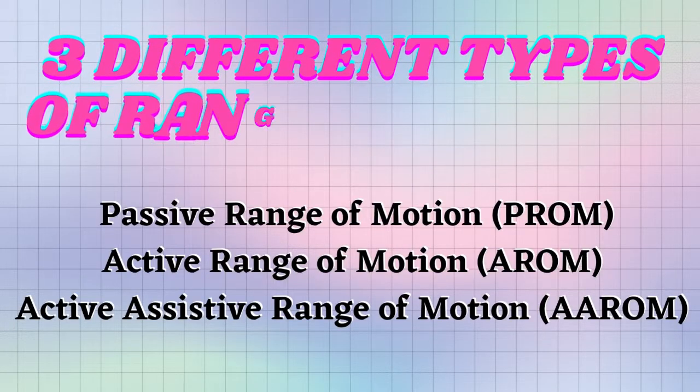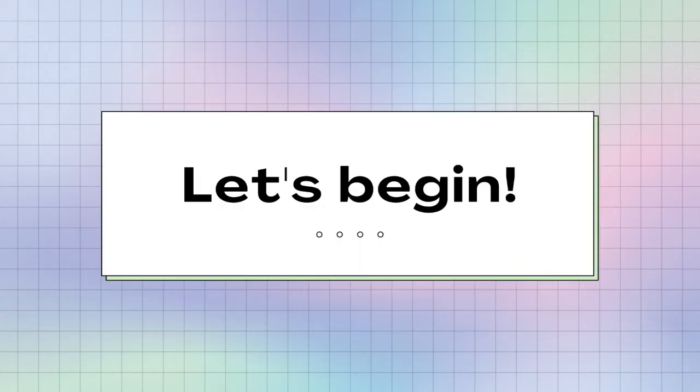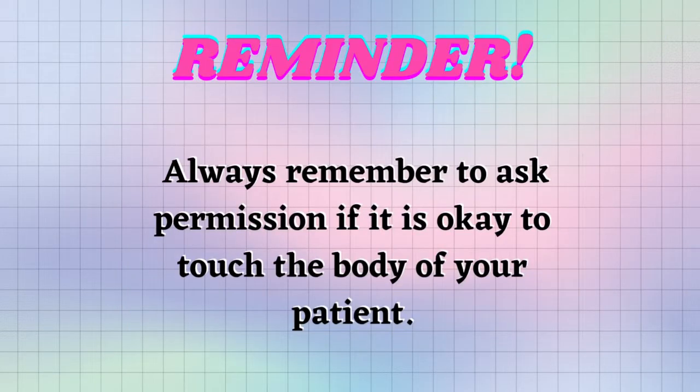There are three types of range of motion: the passive range of motion, active range of motion, and the assistive active range of motion. A reminder: always remember to ask permission from your patient if it is okay to touch them when performing some exercises.